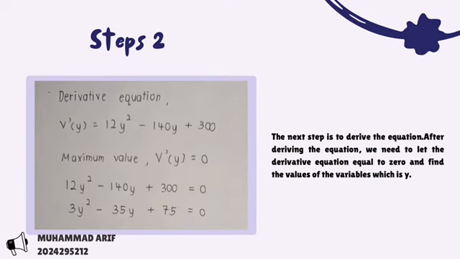The next step is to differentiate the equation. After differentiating, we need to let the derivative equal 0 and find the value of the variable, which is y. Our derivative equation is V prime of y equal to 12y squared minus 140y plus 300. Our maximum value is where V prime of y equals 0. When we simplify the equation, we will get 3y squared minus 35y plus 75 equal to 0.